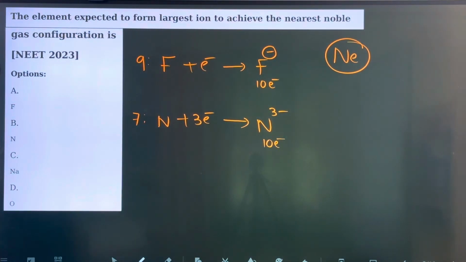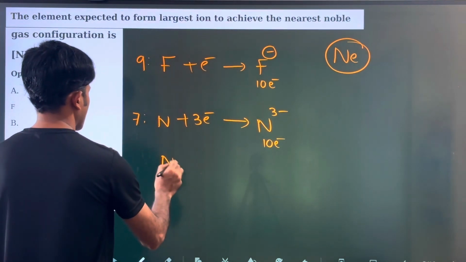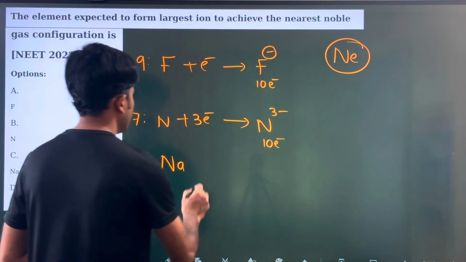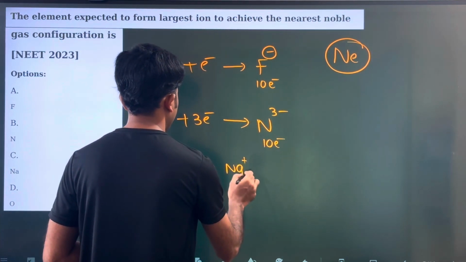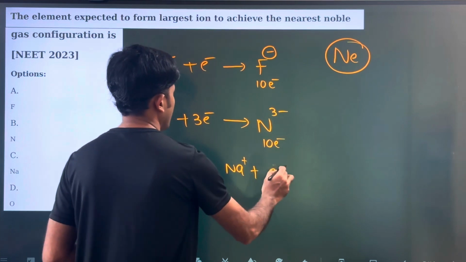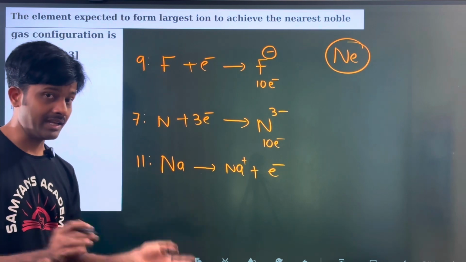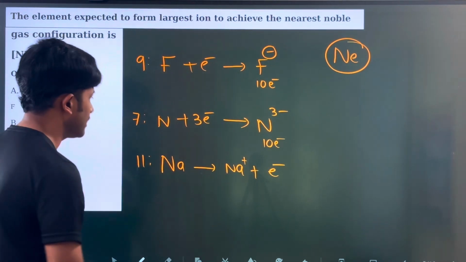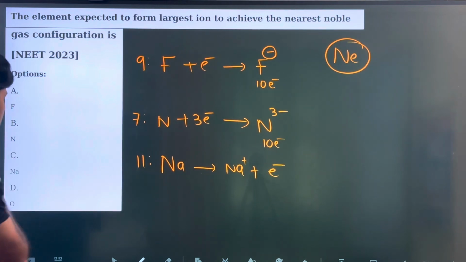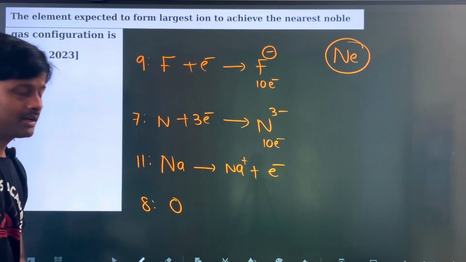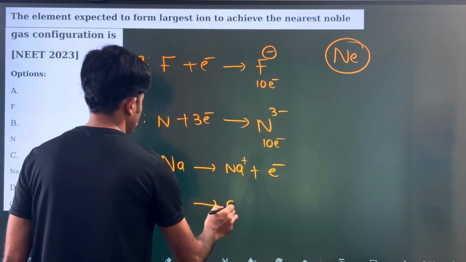Now you see here, B is nitrogen, C is sodium and D is oxygen. Sodium's atomic number is 11. To get the nearest noble gas configuration, it has to lose one electron and form a positive ion. After losing one electron from the sodium atom, the ionic radius of sodium decreases, right? Now option D, oxygen. Oxygen's atomic number is 8. To get to 10, it has to gain how many electrons? 2 electrons.